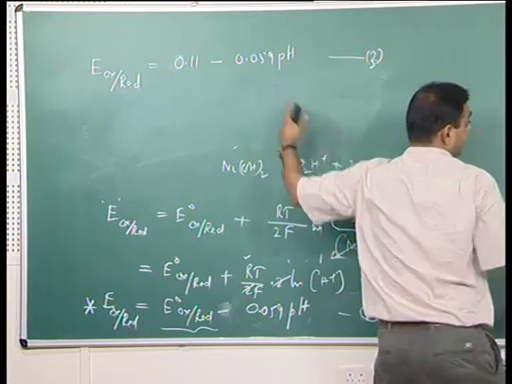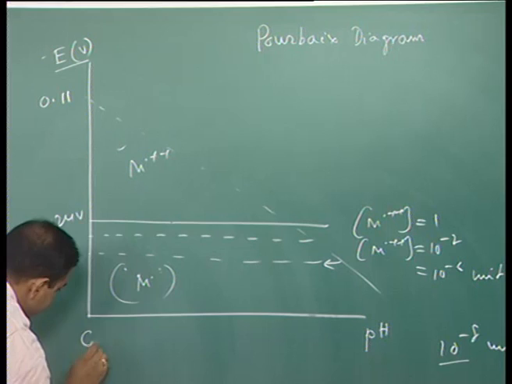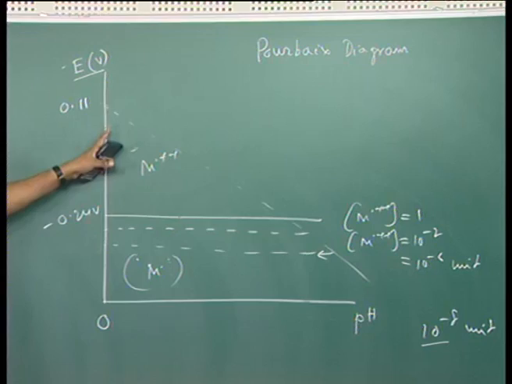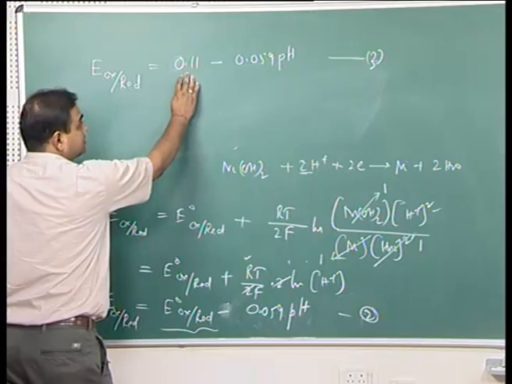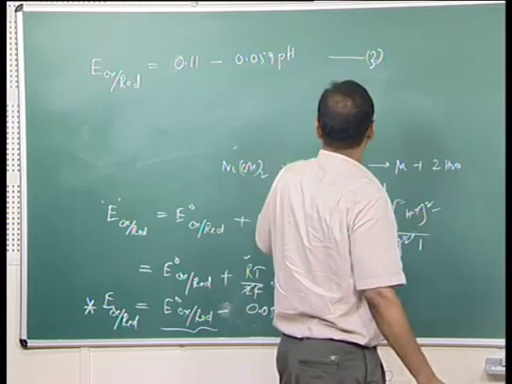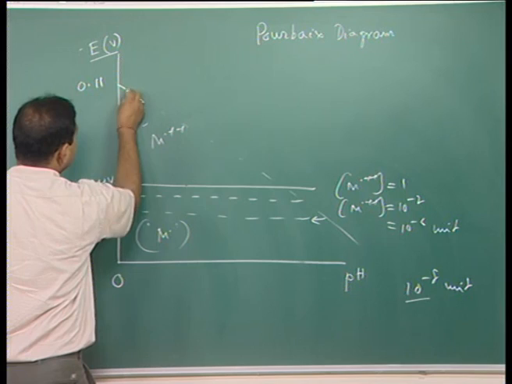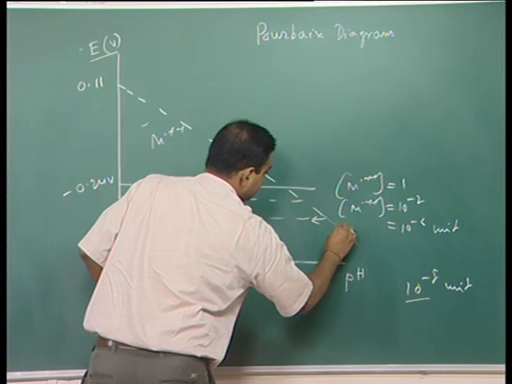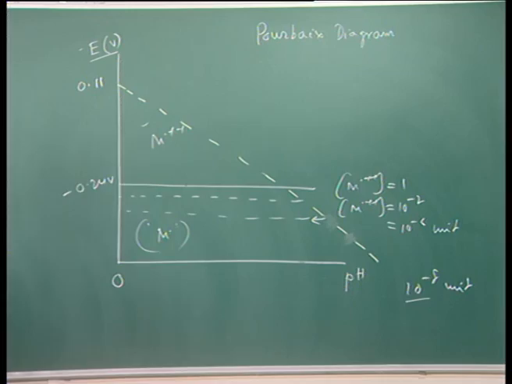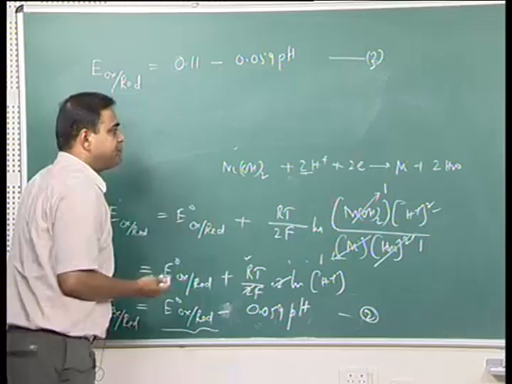Here this would be 0.11 if the pH is 0. If I consider pH to be 0 here, my value of potential would become 0.11, because I have considered that this is my standard reduction potential when the activities, the concentration of all the species become 1. Now, this is my line. Let me put it in the form of green color. Let me put a dotted line. Now, this equation is basically telling the equilibrium between this species and this species.